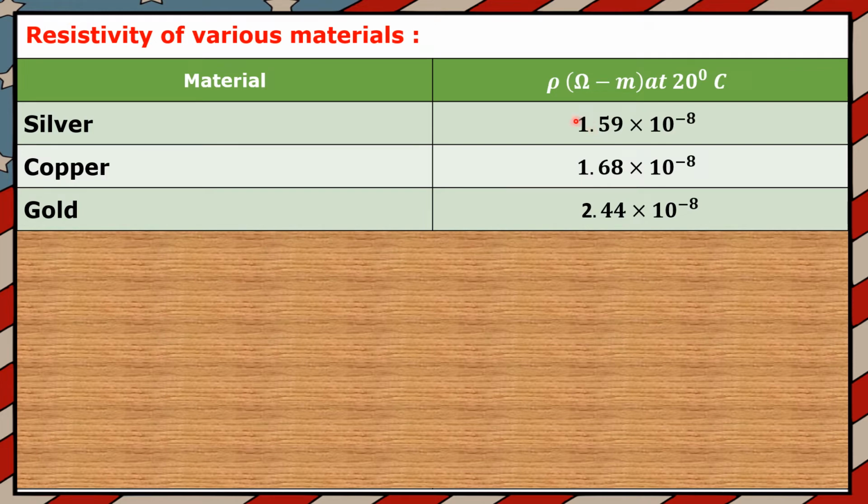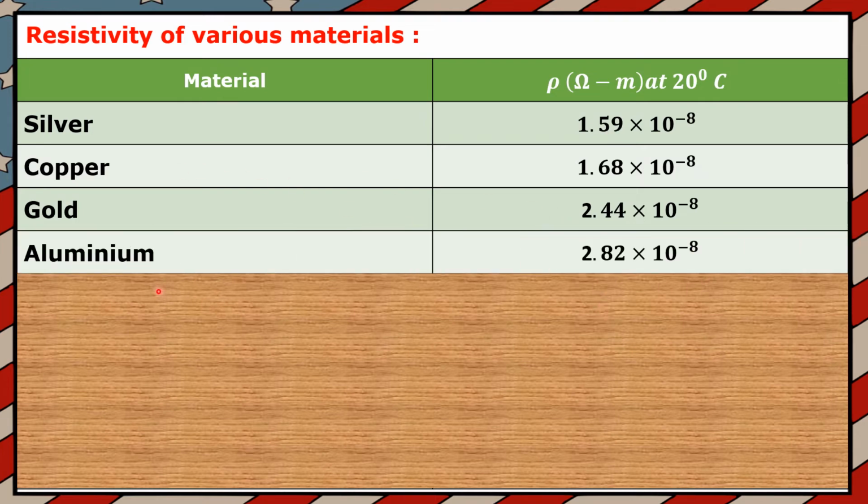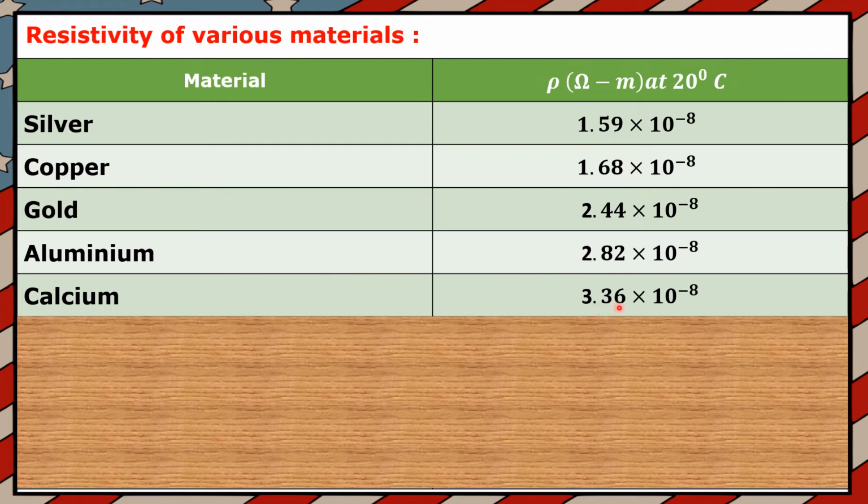See here, resistivity values are gradually increasing, isn't it? Next, aluminium, 2.82 into 10 to the power of minus 8 ohm meter. Calcium, 3.36 into 10 to the power of minus 8 ohm meter. When the resistivity values are less, they offer less resistance. That means they are good conductors of electricity. Okay, we can see that later.